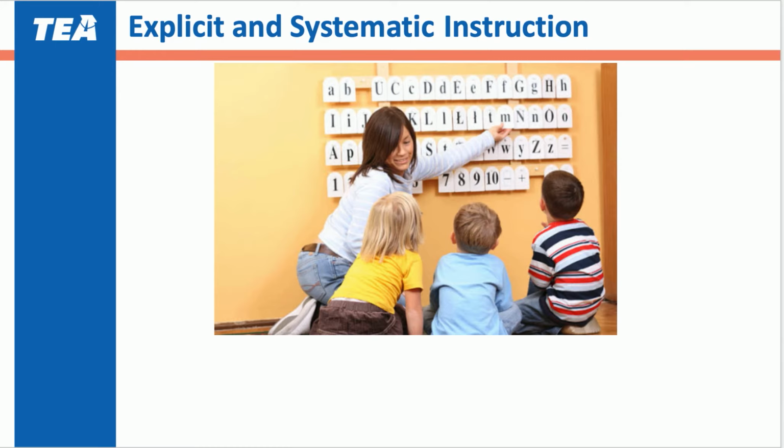When we talk about systematic instruction, we're talking about instruction that has been carefully planned and sequenced, and that addresses the simple concepts first and then introduces concepts that are more complex. We have a progression of the skills. Students benefit from explicit and systematic instruction to gain and build reading and writing proficiency.